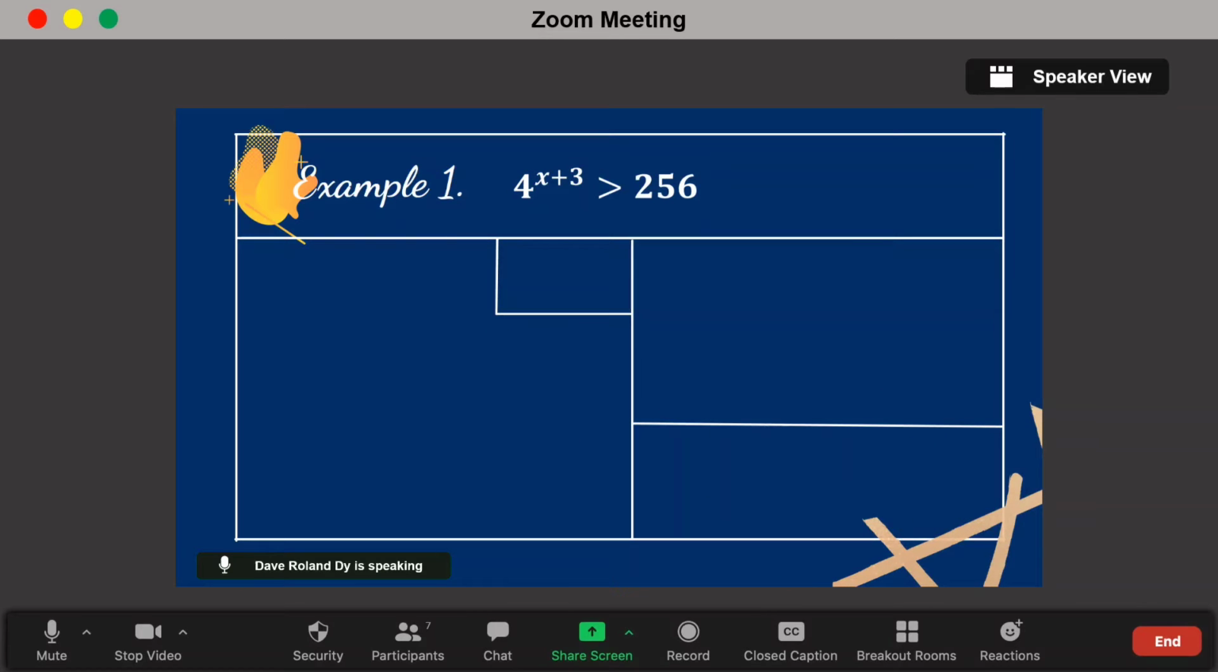Let us start with the first example. We have 4 raised to the power of x plus 3 is greater than 256. So can you remember what the first step is in solving exponential inequalities?